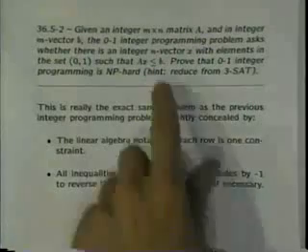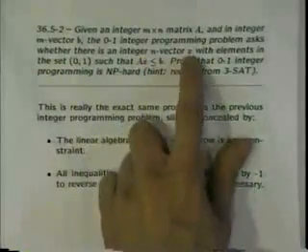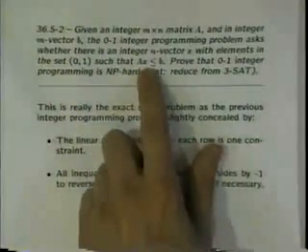The problem of the day asked, again I pulled a switch at the last minute as to what the problem of the day was. Last class I said basically: given an integer n by m matrix A and an m-element vector b, the 0-1 integer programming problem asks whether there is an integer vector x with values in 0,1 such that A times x is less than or equal to b.